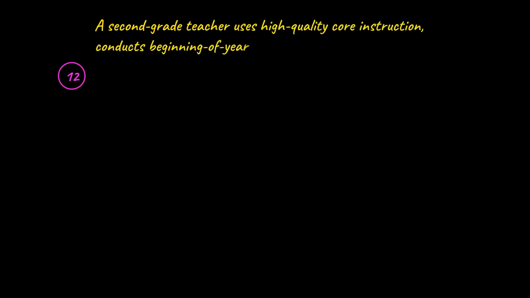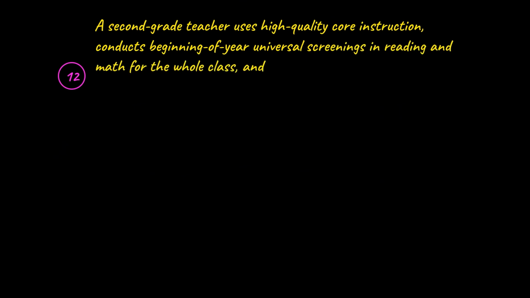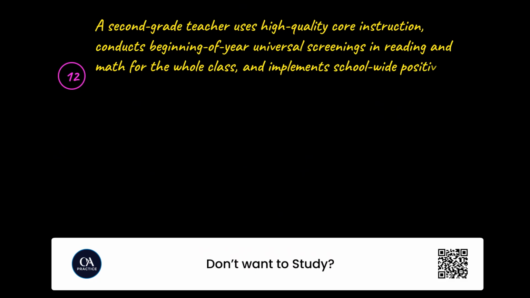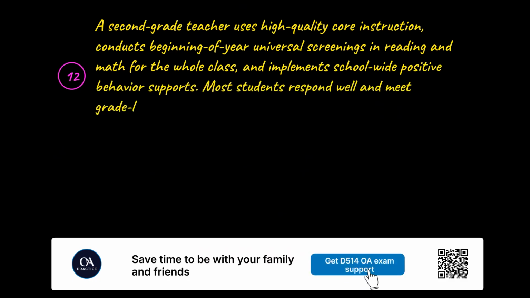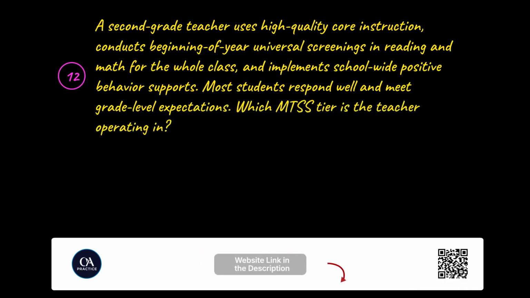Question 12. A second grade teacher uses high-quality core instruction, conducts beginning of year universal screenings in reading and math for the whole class, and implements school-wide positive behavior supports. Most students respond well and meet grade level expectations. Which MTSS tier is the teacher operating in?